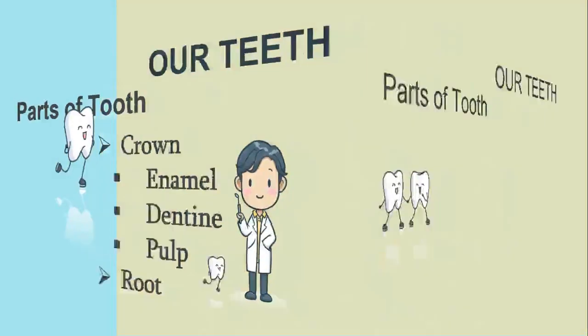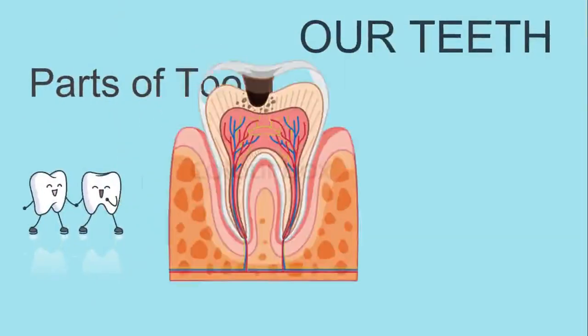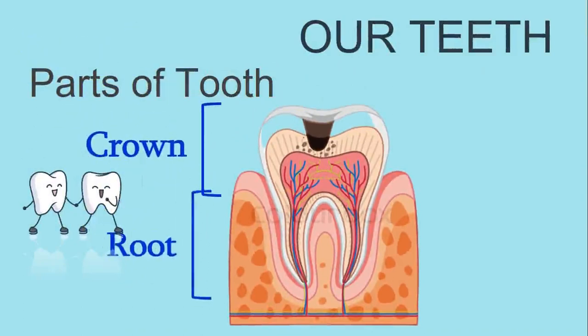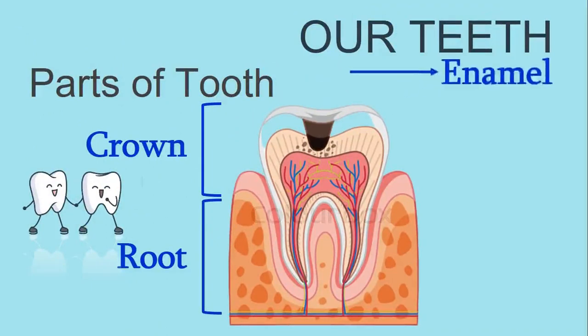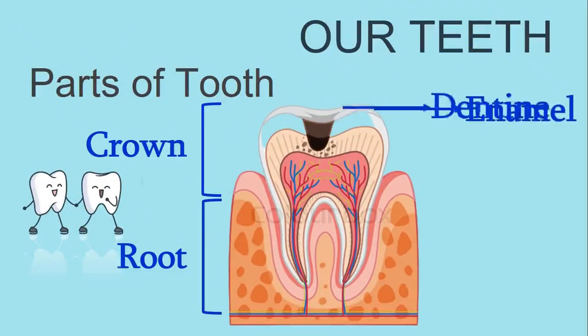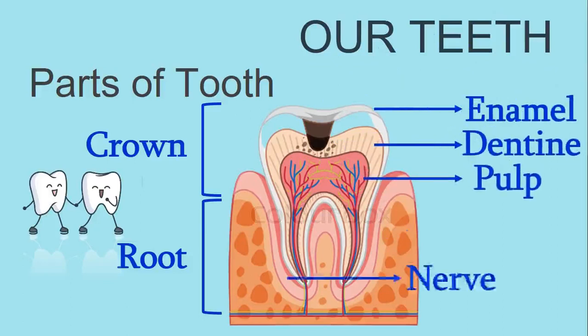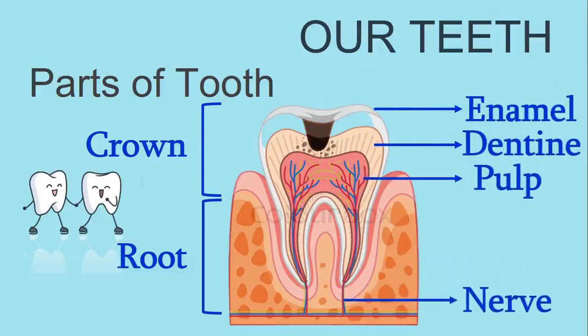What are the parts of tooth? Repeat after me. The parts of tooth are crown, enamel, dentine, pulp and root. Have you understood?